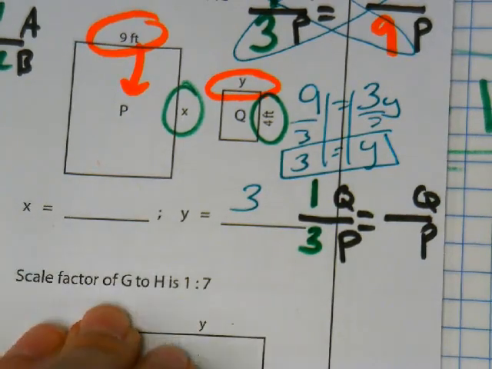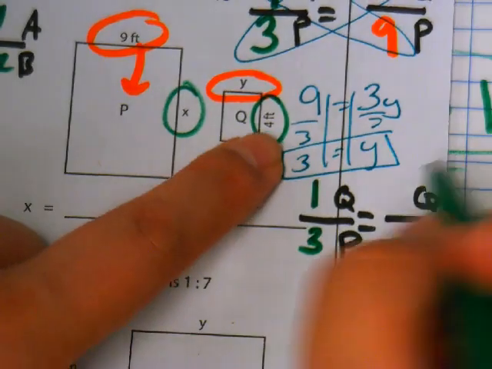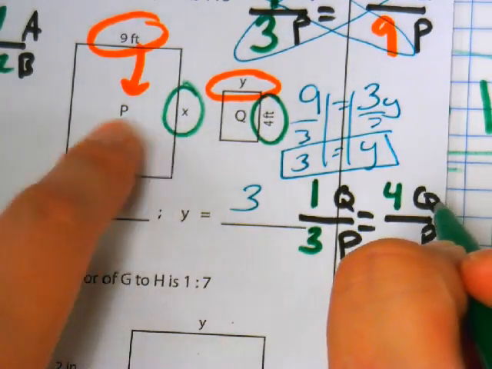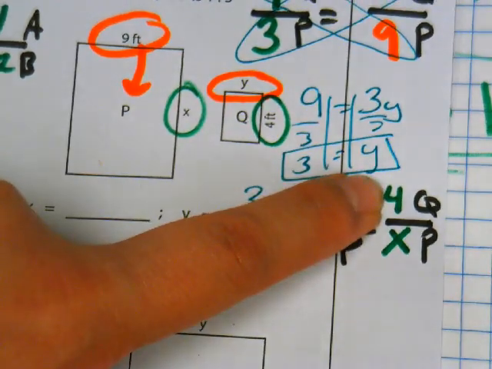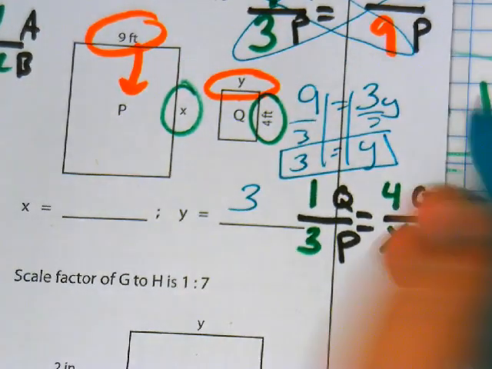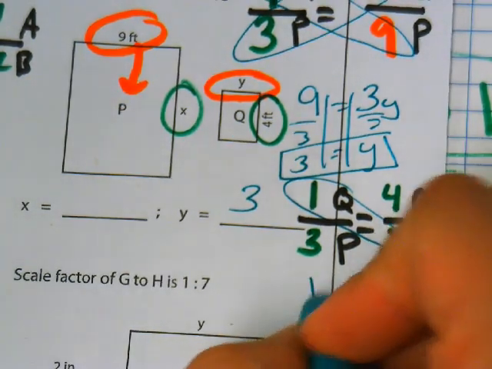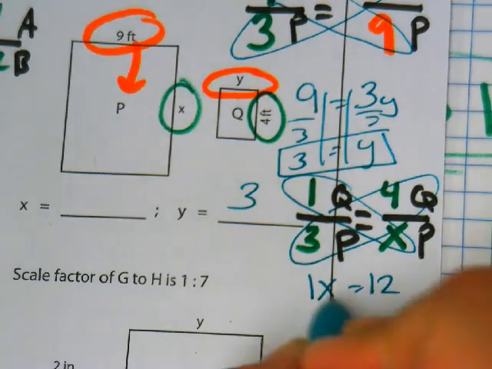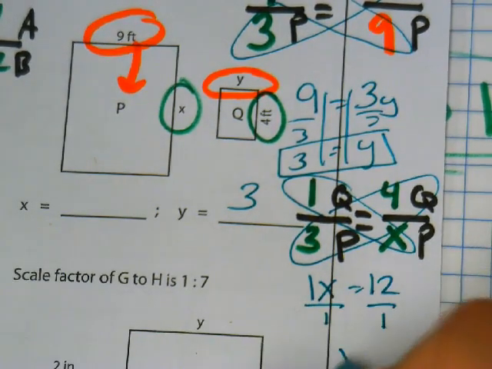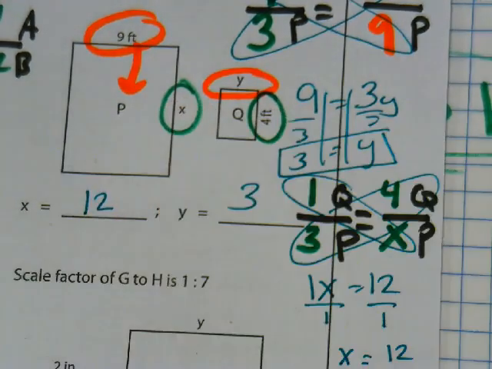All right, what is x equal to? Oh, wait. Oh, no, sorry. Q is 4 and P is x. So 4 has to go on top. X has to go on the bottom. We're going to do our circling. 1 times x is 1x. 3 times 4 is 12. Divide by 1, divide by 1. What is x equal to? 12. And that's it.